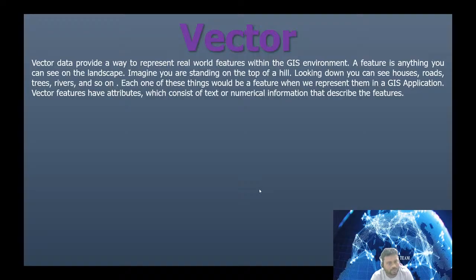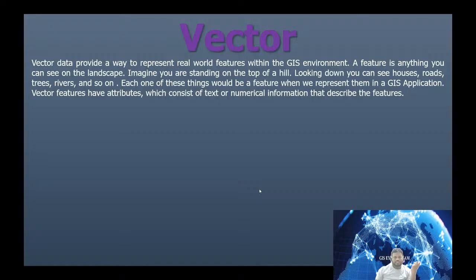So come to the vector files. We have read about the raster files. What is the raster? So what is the vector in GIS? Vector data provides a way to represent real world features within the GIS environment. A feature is anything you can see on the landscape.